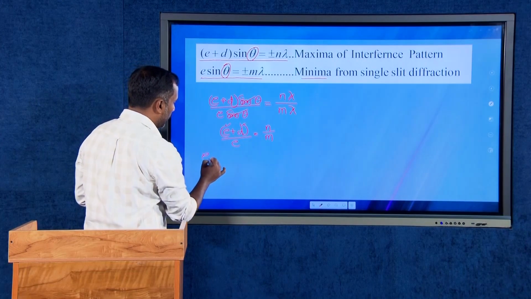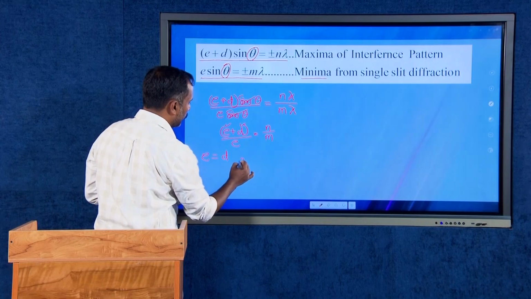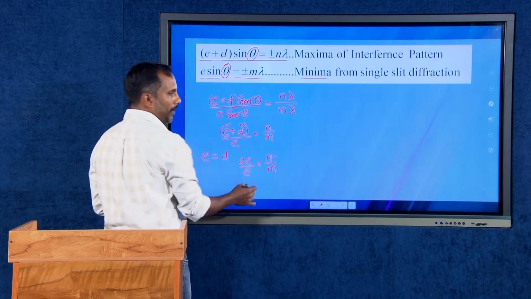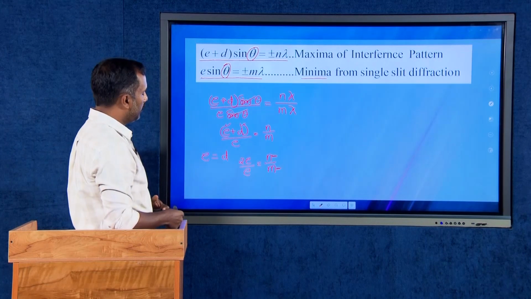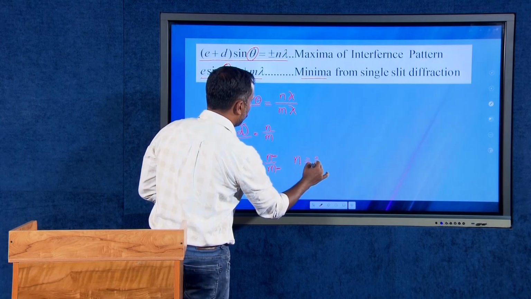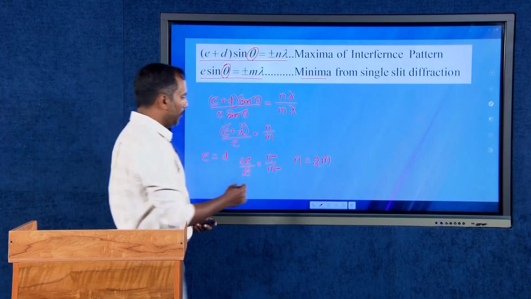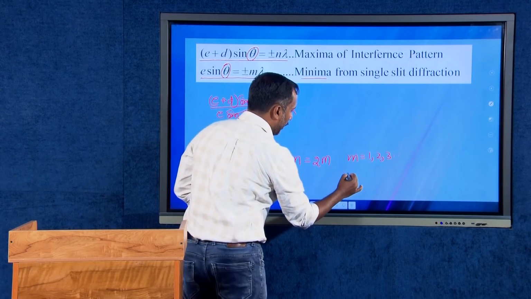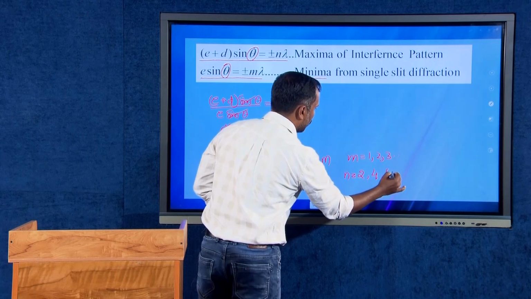Suppose e is equal to d, what happens? The slit width and slit separation are equal. In that particular case, we will have this equation as 2e divided by e is equal to n by m, where n indicates the interference pattern and m indicates the order of the diffraction pattern. So here e and e get cancelled out, so we have n is equal to 2m. That means if m is equal to 1, 2, 3 etc., correspondingly the n value is 2 into 1, which is 2, then 2 into 2, that is 4, then 6 and so on.